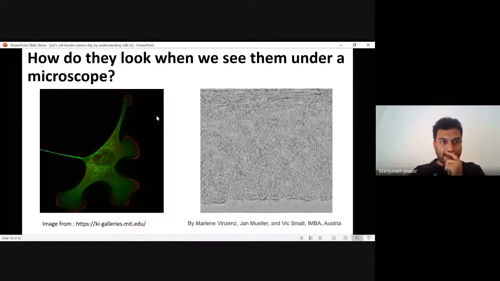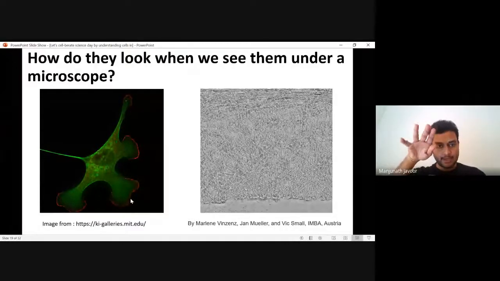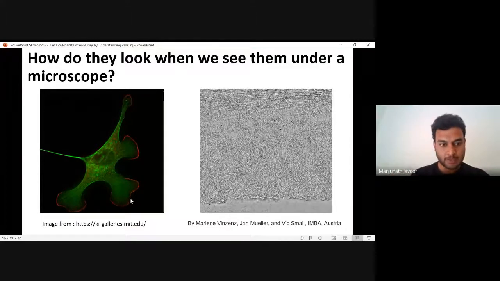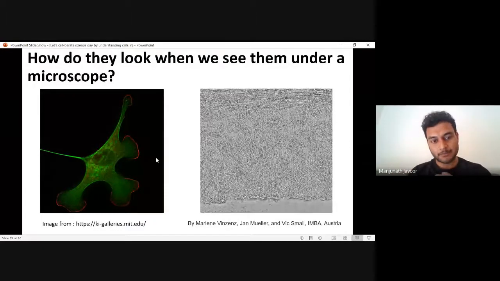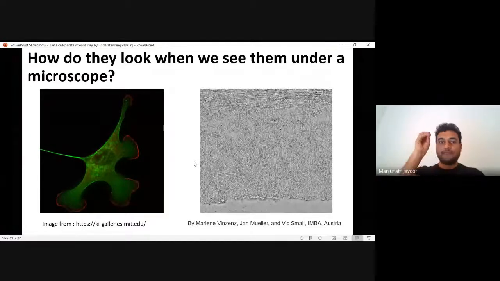And how do they look? When you look at them under a microscope, this is how we see them. You can see this color in red. This whole thing is a cell, and this red colored part is the leading edge of the cell, the front, and that is pushing the cell to move. And why is it colored? If you want to see something in the cell, we give some molecules which give us a red signal or green signal.